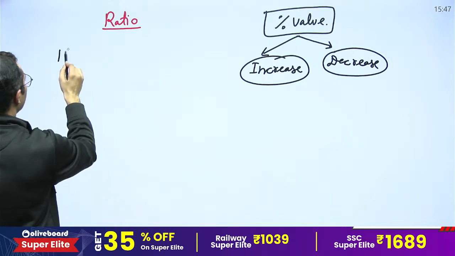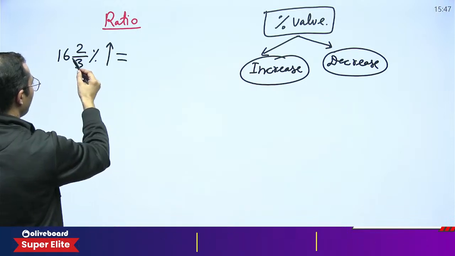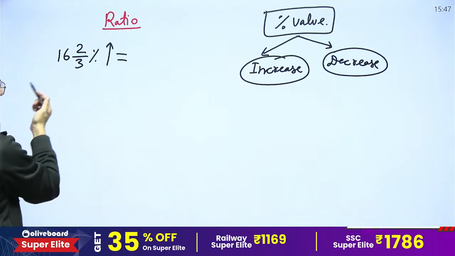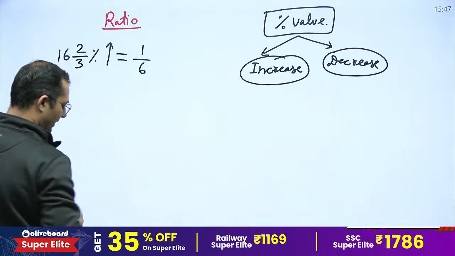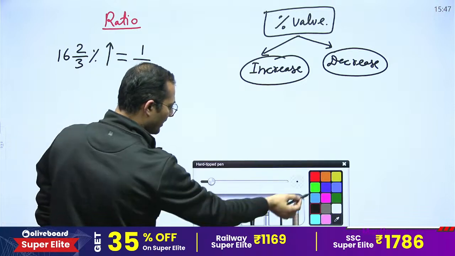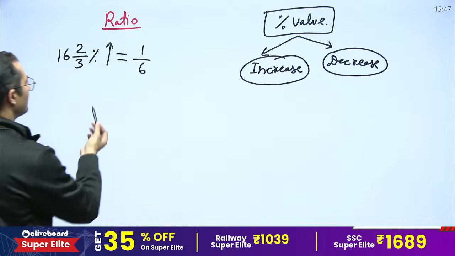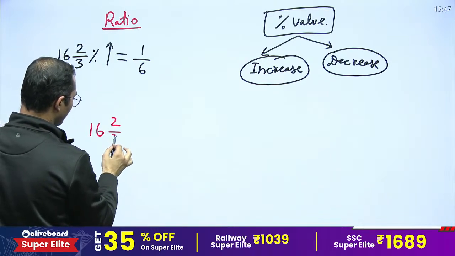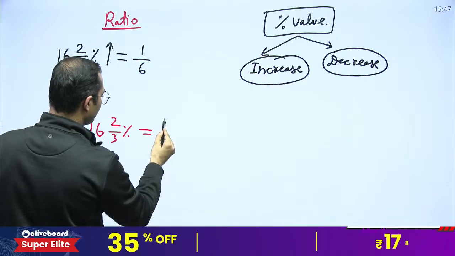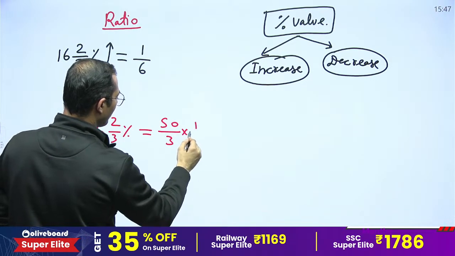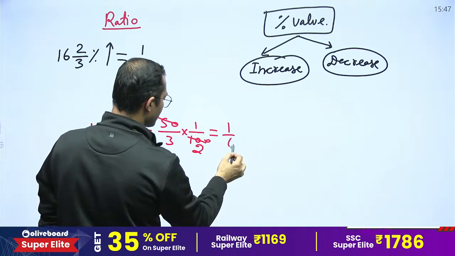See, if I say that a number is increased by 16 whole 2 upon 3%, right? So simply, the first step, we need to convert it into a fraction. So the percentage value 16 whole 2 upon 3% can be written as 1 upon 6 in fraction. Now we all know how to convert it. Simply, 16 into 3, 48 plus 2, 50, divided by 3, into 1 upon 100. So it is 1 upon 6, right?